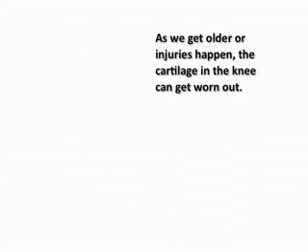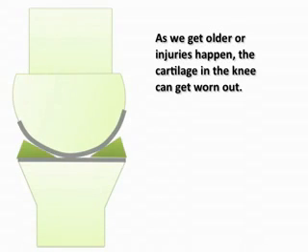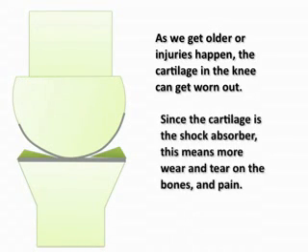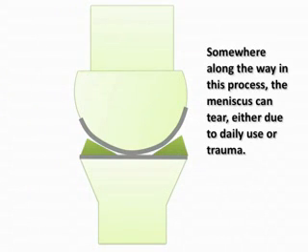As we get older, injuries happen, the cartilage in the knee begins to wear out. And things sort of change. The amount of cartilage on the end of the bones decreases and the size of the meniscus gets smaller. Since the cartilage is the shock absorber, this means more wear and tear on the bones and pain as things start to wear out. Another thing that can happen is that somewhere along the way, the meniscus can tear either due to daily use or trauma. So I've drawn in a tear there on the right.